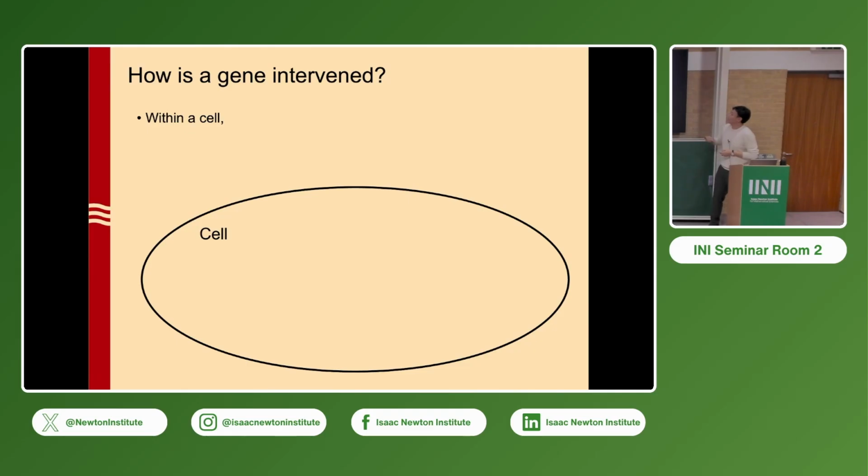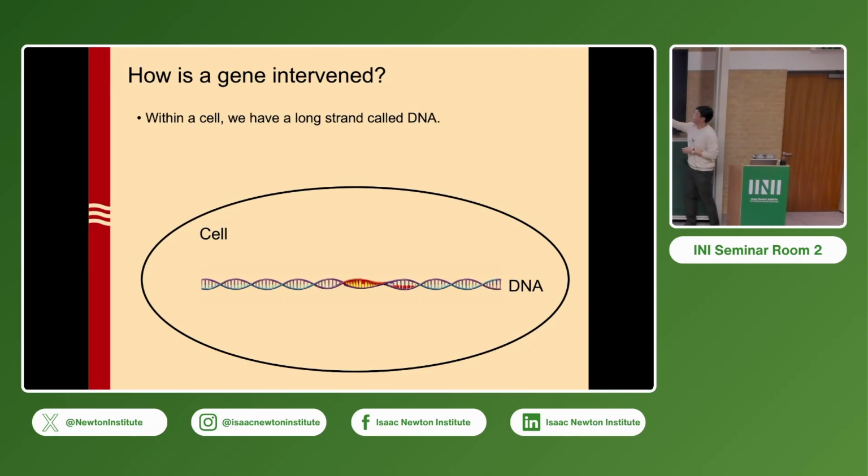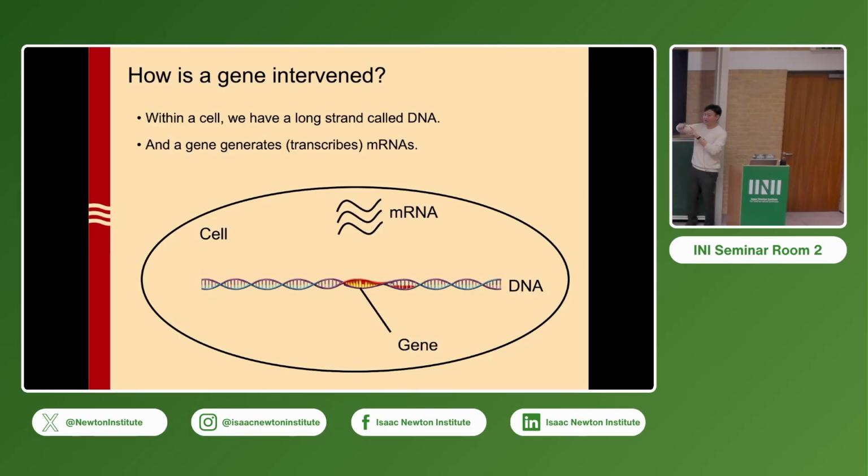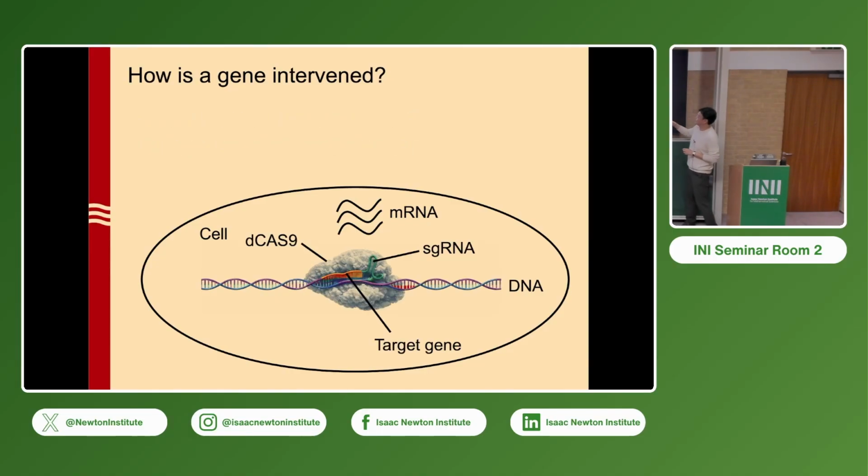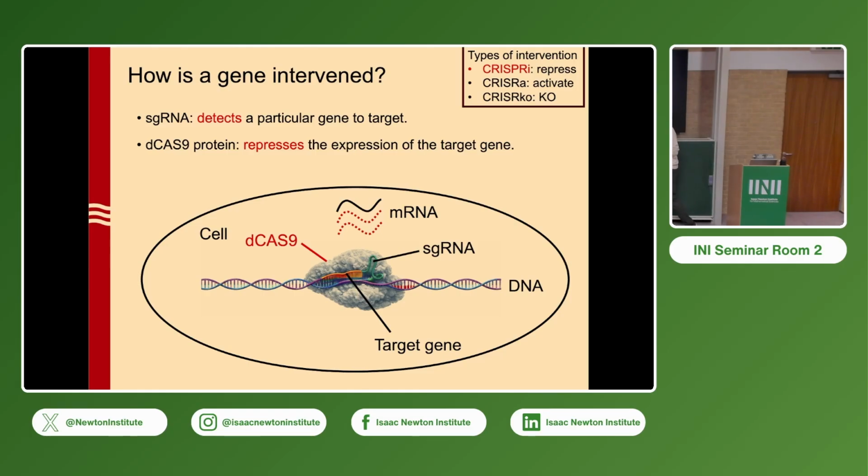Okay, so how does the gene get intervened? For each individual cell, you have a long strand called DNA, and a particular functional region called a gene expresses the mRNA molecule. The way we intervene is we induce this dCas9 protein that is combined with a guide RNA. Let's say we have a target gene of interest over here. This guide RNA detects which region to intervene on, and this dCas9 protein does something to the expression level. There are different types of intervention that you can do.